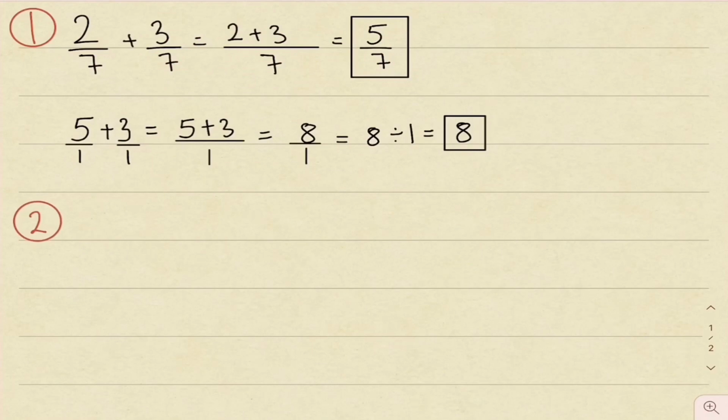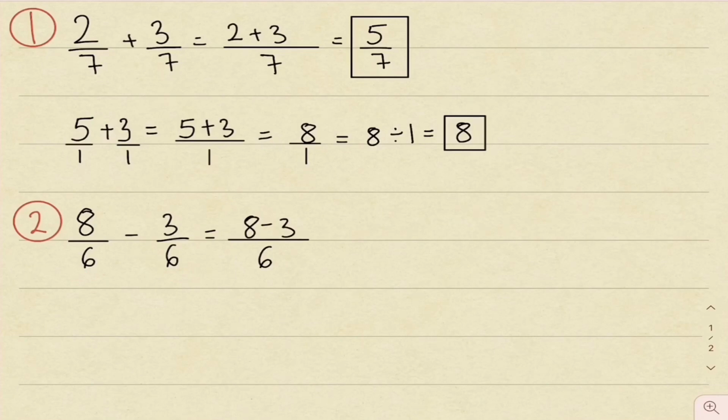Example 2. Let's say I have 8 over 6 minus 3 over 6. So you're subtracting two fractions with the same denominator. You have to apply the same rule. You keep the denominator the same, and then subtract the top. 8 minus 3 is 5 over 6. I cannot simplify that, so the answer is just 5 over 6.